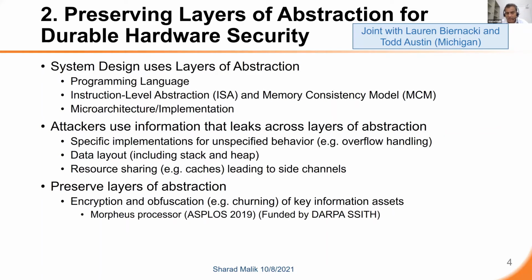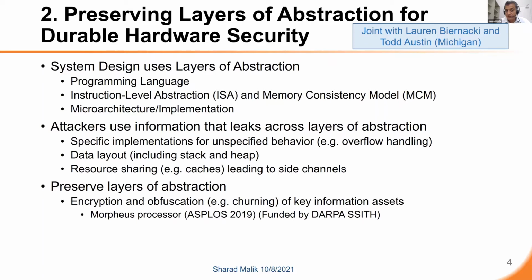And if we see how the attackers are actually formulating a large number of their attacks, they're utilizing information that's leaking across the layers of abstraction. I think Robert used the term, punching across all the way up to the application layer. And this is happening in many different ways. So for example, there may be, in the layers of abstraction, unspecified behavior, for example, how overflow is handled. And I think this may relate to the negative space reference that he made, and I think Kevin also brought this up in a slightly different way.